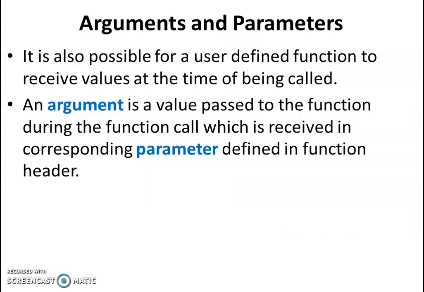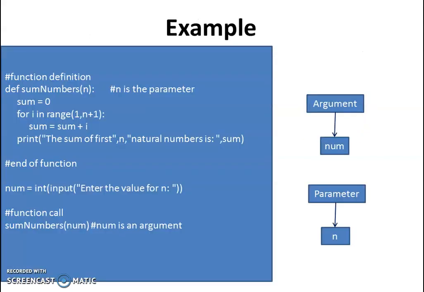A function can also take values. Values defined in the function header are known as parameters, and values passed to the function during the function call are known as function arguments. So let's see argument and parameter in one Python code. Here we have a function named sum_numbers, starting with the def keyword. Inside parentheses we have passed one value with the name n. So here n is the parameter.